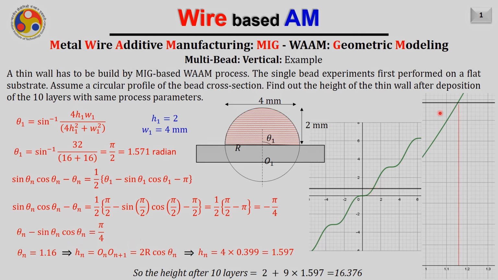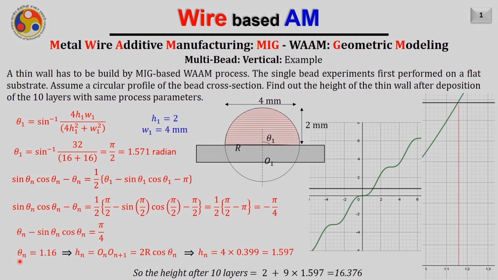For that I zoomed in on this region, and this is the zoomed version of the same figure in the localized region. As a result, I can see the intersection happening at around theta equals 1.15 radian. So exactly, theta n will be equal to 1.16 radian. I obtained this value by looking at this graph, which is the intersection point between the green graph, corresponding to the left hand side equation, and the black graph, corresponding to the right hand side equation.